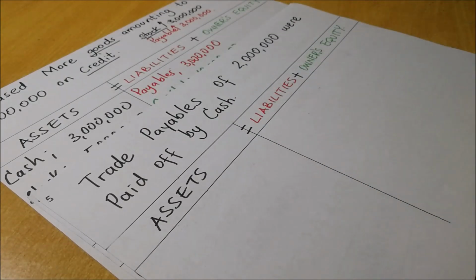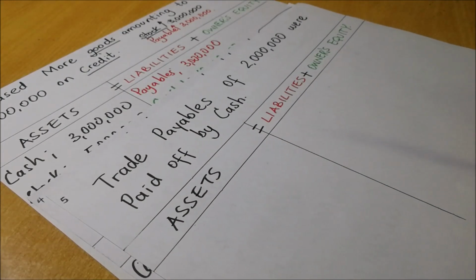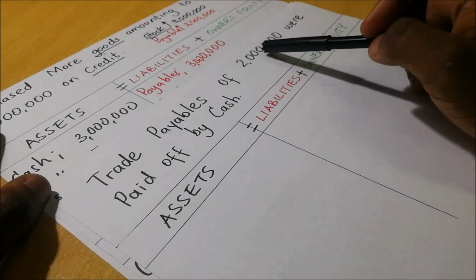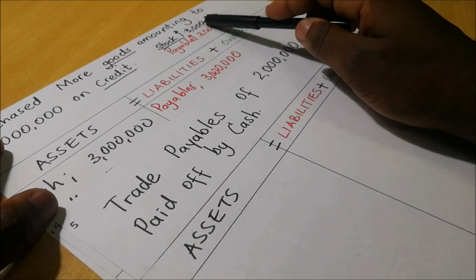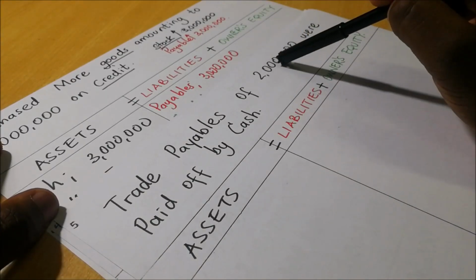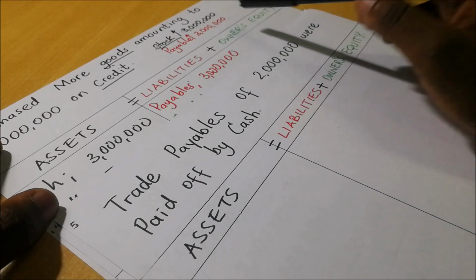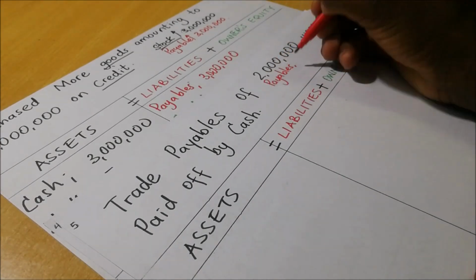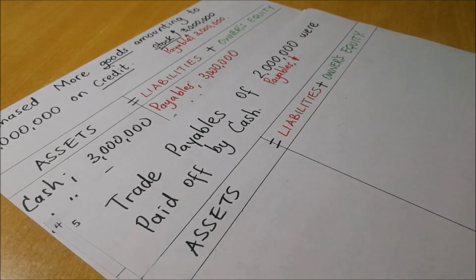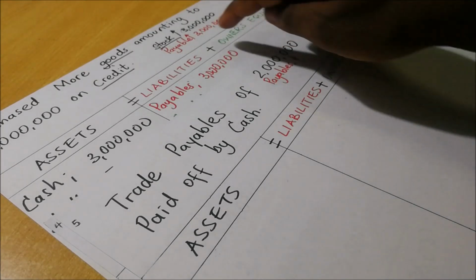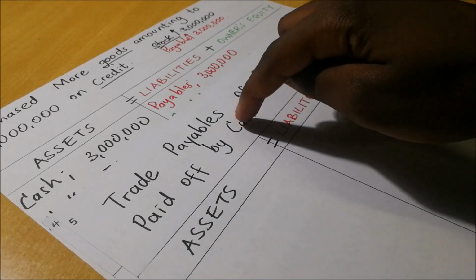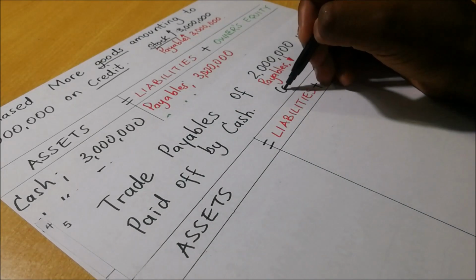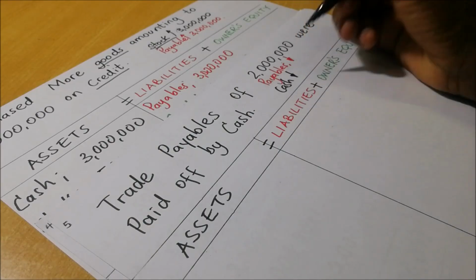So if these trade payables have been paid off by cash, what are the two items that are affected by this transaction? Of course, the payables, previously they were 3 million. Now when we pay them off, they are going to reduce now to 1 million. So the two items affected here, we have payables. They are going to reduce. And then also, since we have paid off this debt by cash, it means also our cash is also going to reduce by the same amount. So our cash is also going to reduce.